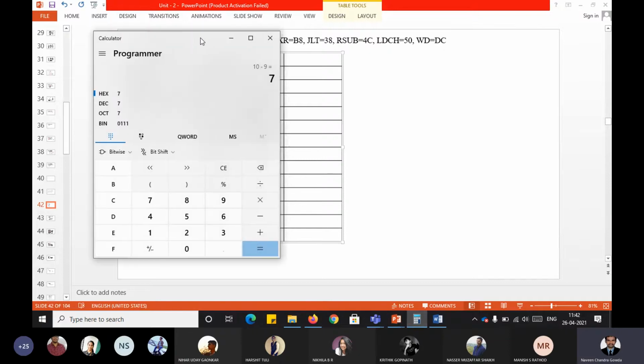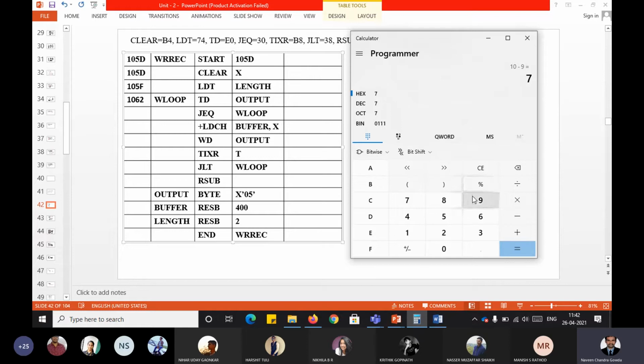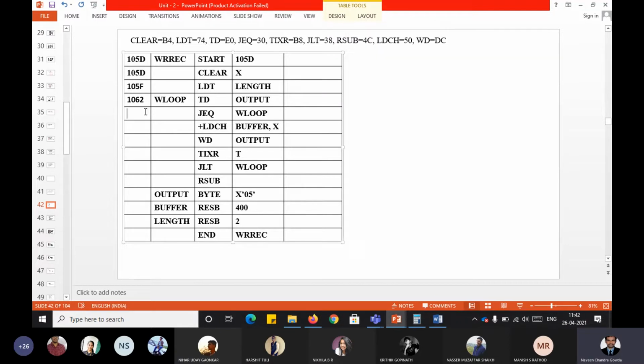You can observe, 105F plus 3 is what? 1062. Again, TD INPUT. What instruction is this? Again, it is a format 3, which is not acting on the registers only. So it is format 3, and if you add 3 again, it will become 1065. Again, JEQ WLOOP. Again, it is a format 3.